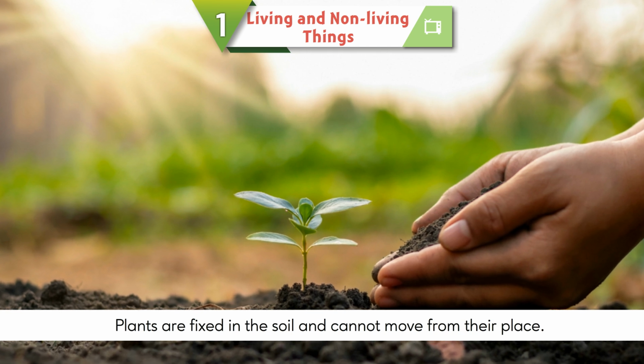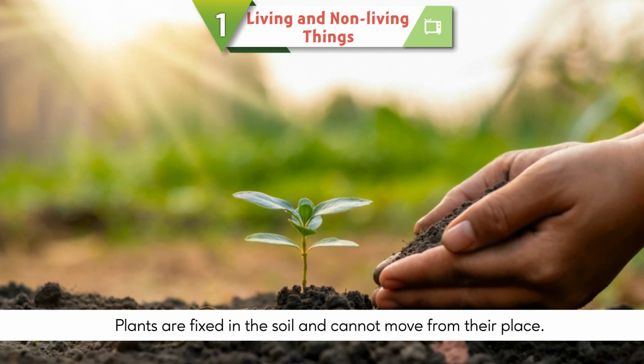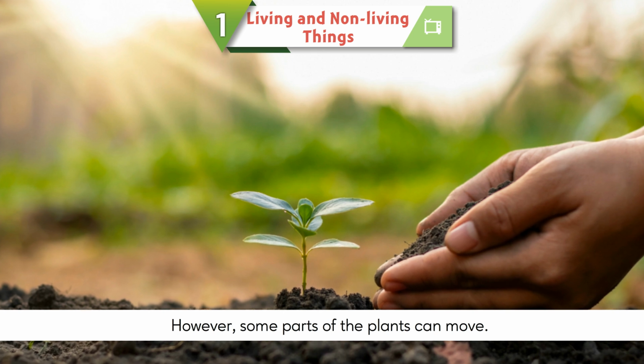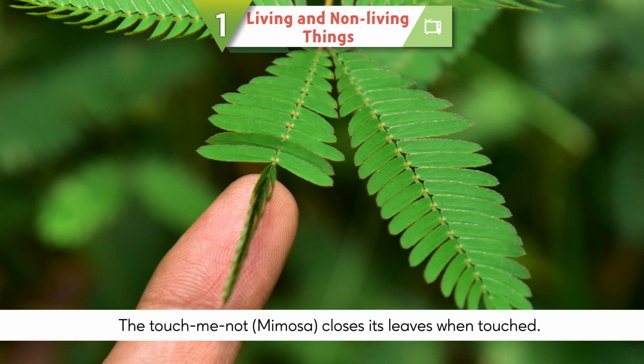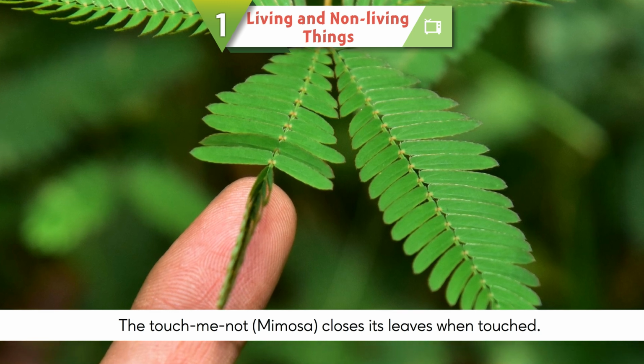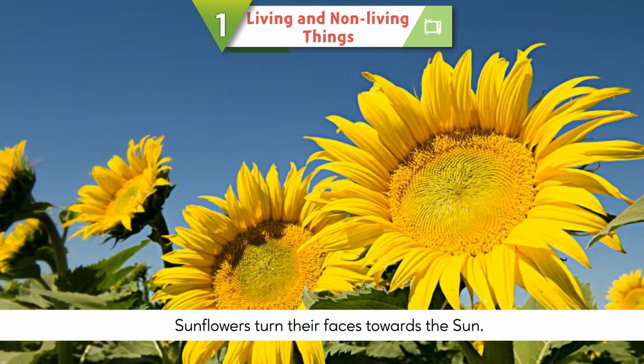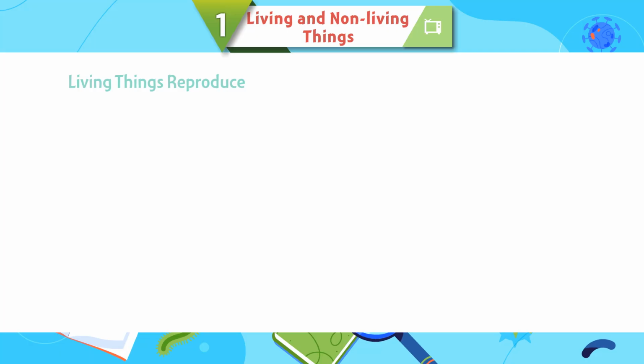Plants are fixed in the soil and cannot move from their place. However, some parts of the plant can move. The touch-me-not mimosa closes its leaves when touched. Sunflowers turn their face towards the sun.